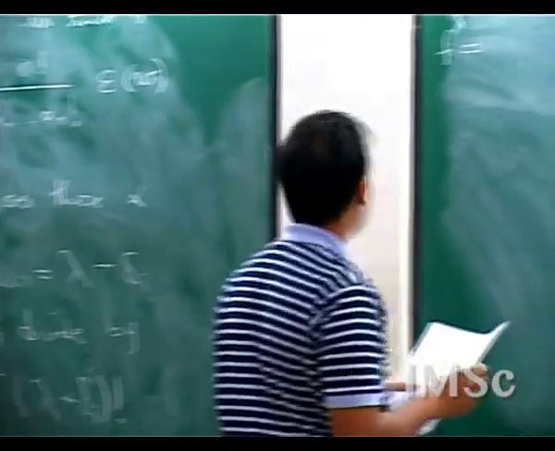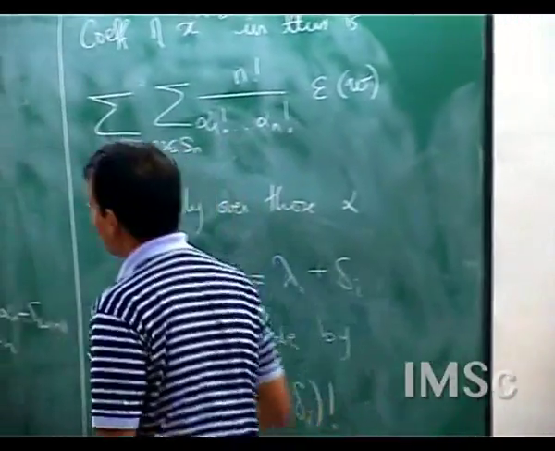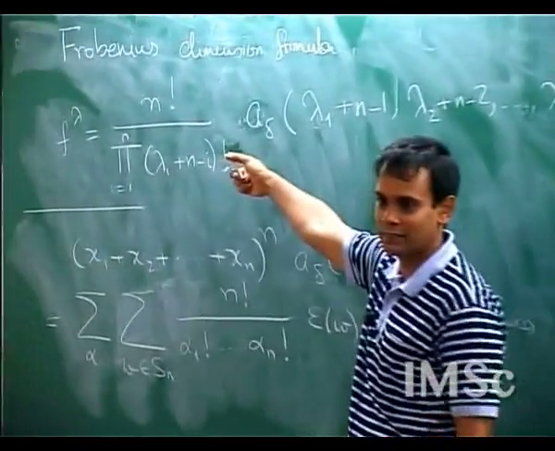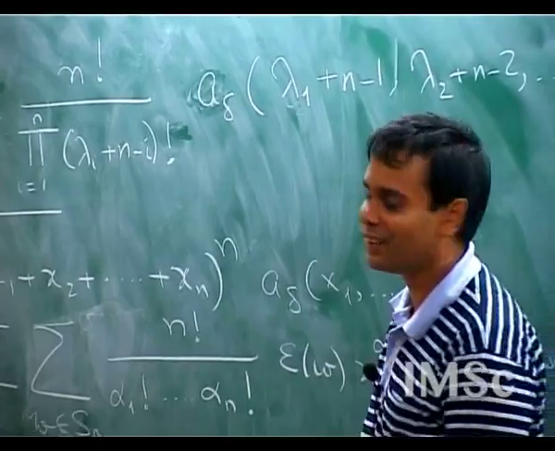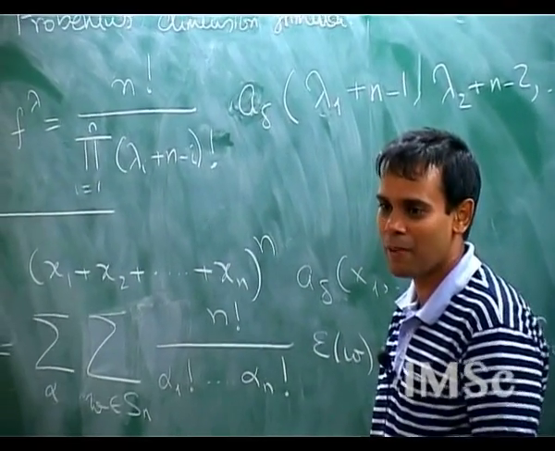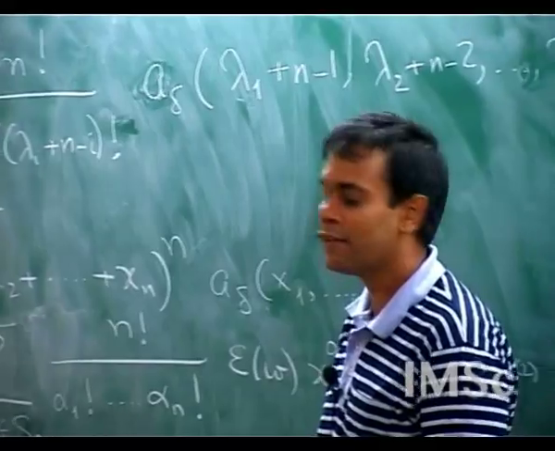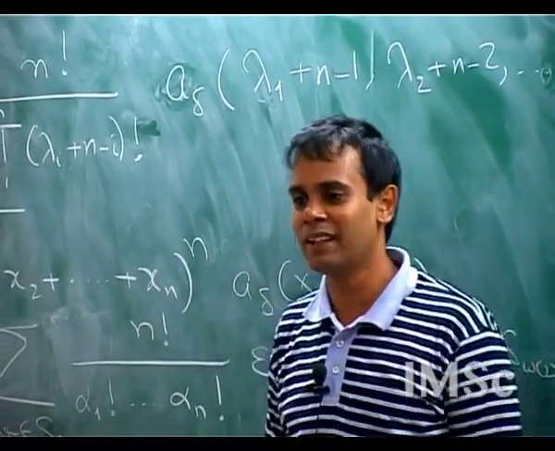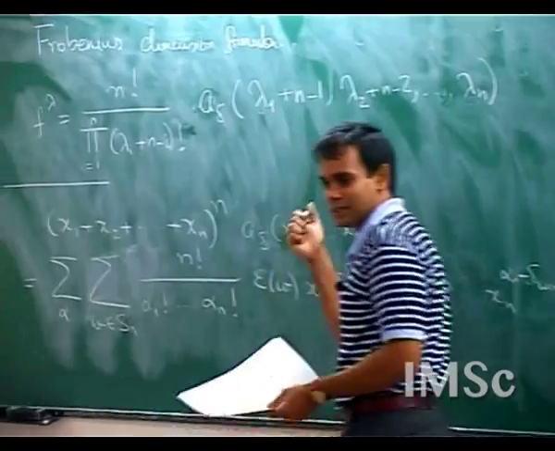Sorry, this is actually just this factor. Once you know that f lambda is this, you know to multiply and divide by that. This formula actually appears in one of Frobenius's papers. We can look it up.